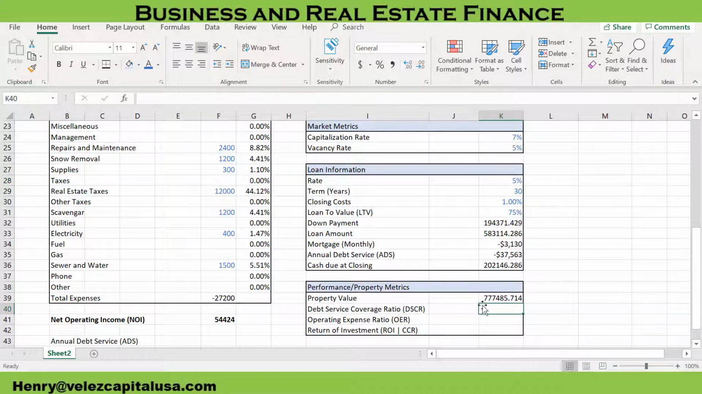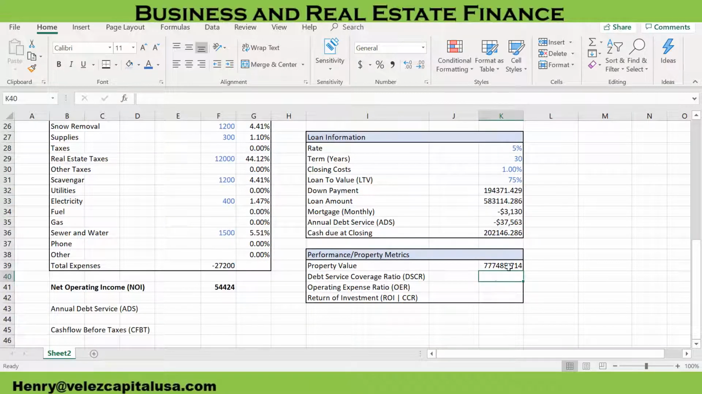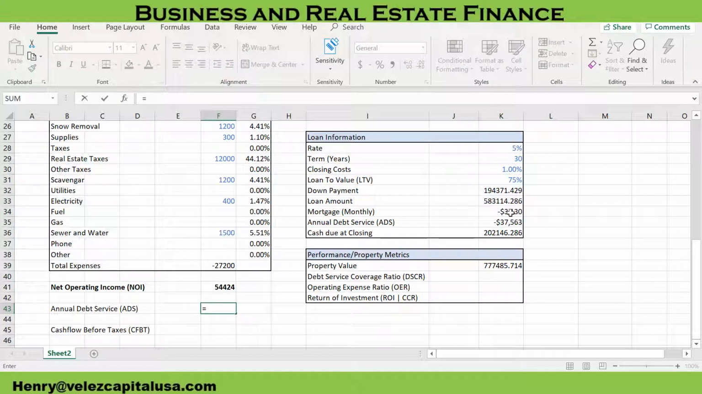All right, and when we get that, now we know the annual debt service. So we add in right here the annual debt service. It populates there, and the cash flow before taxes is simply the net operating income with the annual debt service removed. So in this case, we add it because it's a negative.